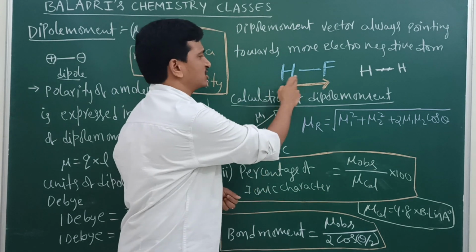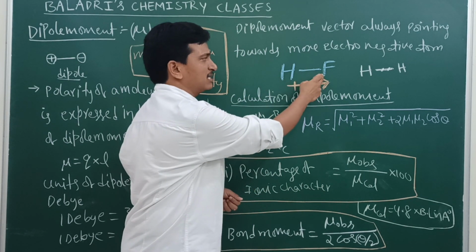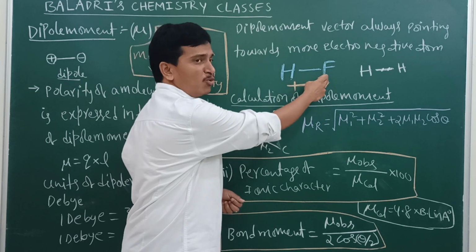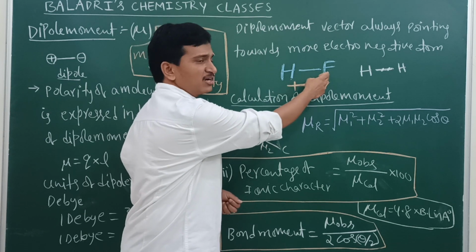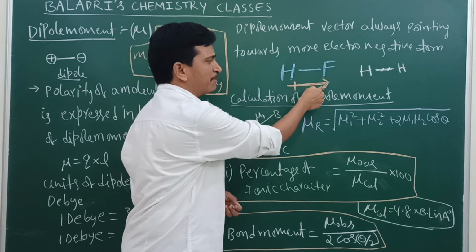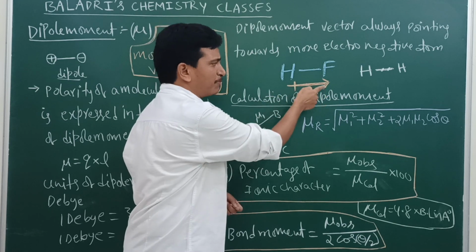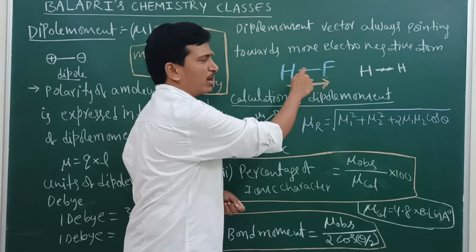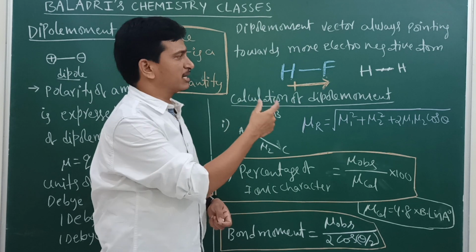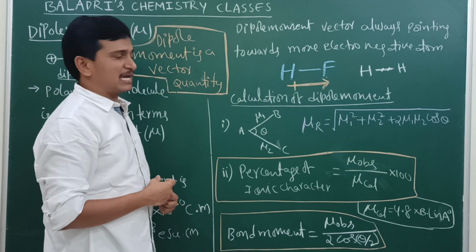But in the case of the HF molecule, the pair of electrons present between these 2 atoms cannot be shared equally. Fluorine is more electronegative, so the pair of electrons shifts more towards the more electronegative element. That is why the dipole moment vector also points towards the more electronegative element. Always, the dipole moment vector points towards the more electronegative element in a given molecule.